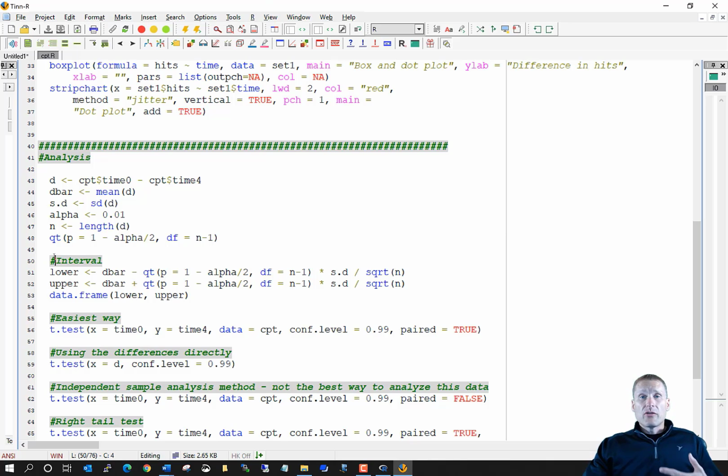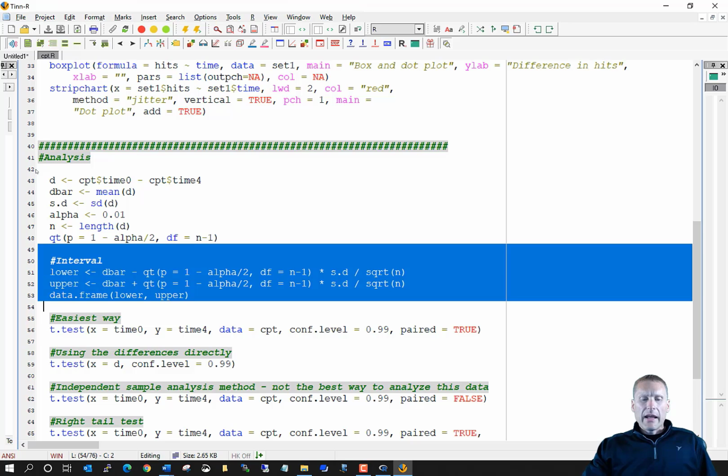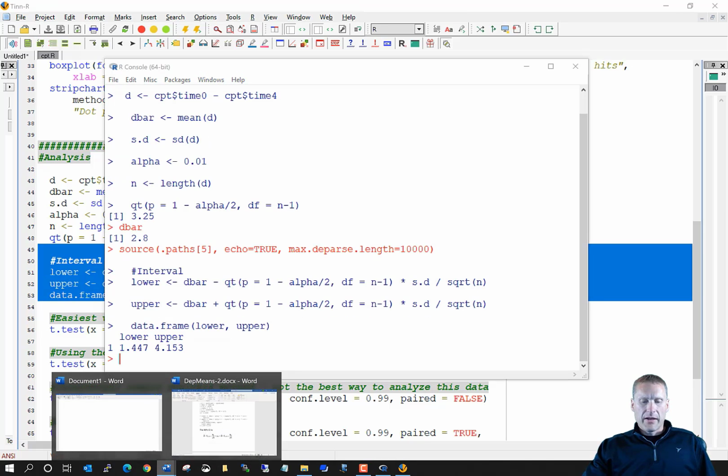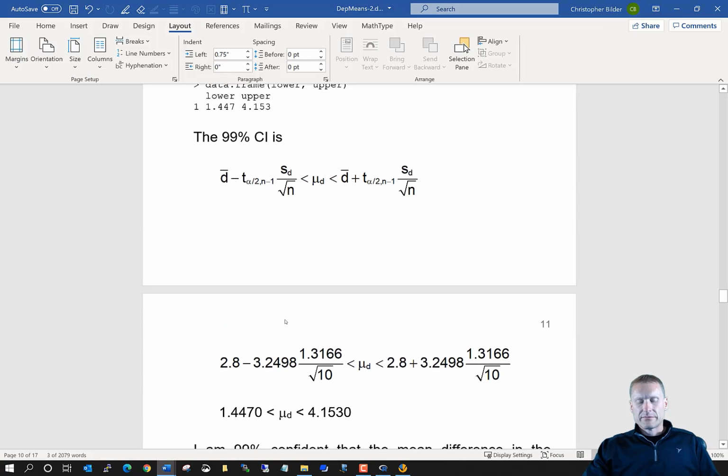Now I just go to my code that we've seen before for a confidence interval for one population mean. D bar minus the quantile from the t-distribution times the standard deviation divided by the square root of the sample size. That's going to be my lower limit. Upper limit exactly the same, but I put a plus there instead. And then I put everything in a nice little data frame to print it off. Let me hop back over to Word again.